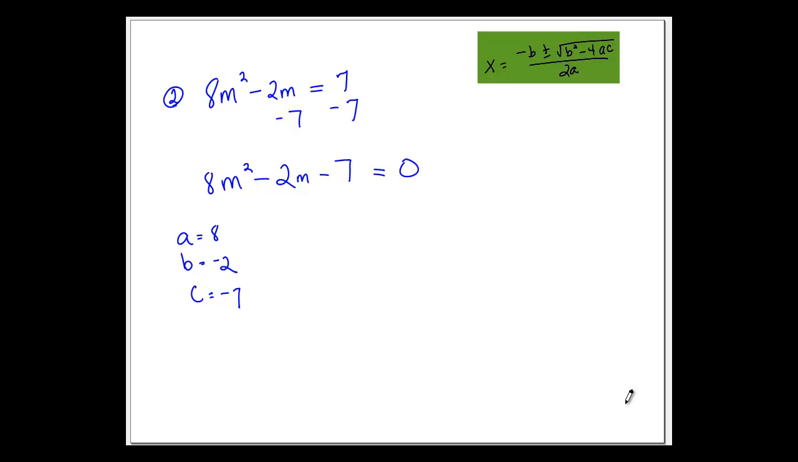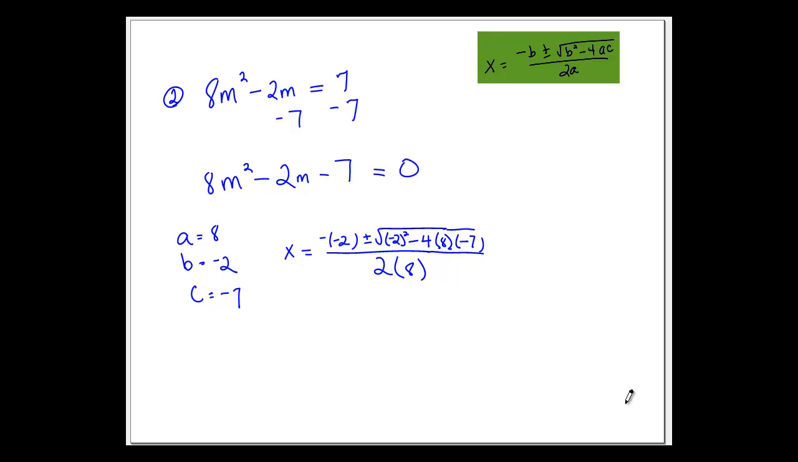Plugging a, b, and c into my formula, x would equal negative, again, I'm going to use parentheses, negative b, which is negative 2, plus or minus the square root of b squared, that would be negative 2 squared, minus 4 times a, which is 8, times c, which is negative 7, all over 2 times a, again, which is 8.